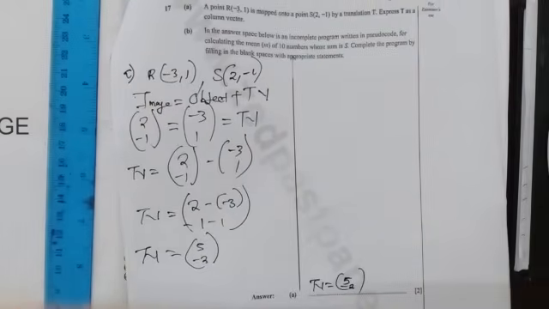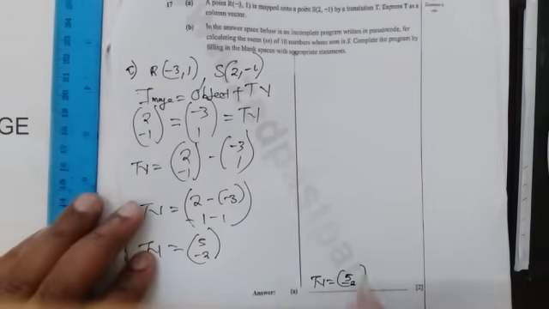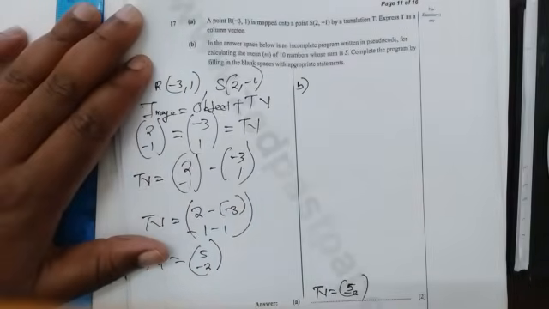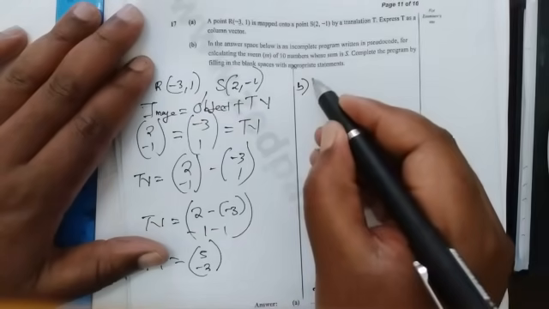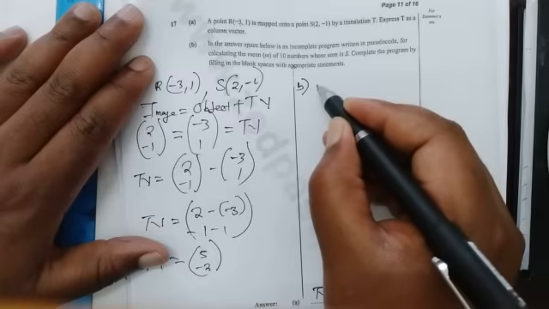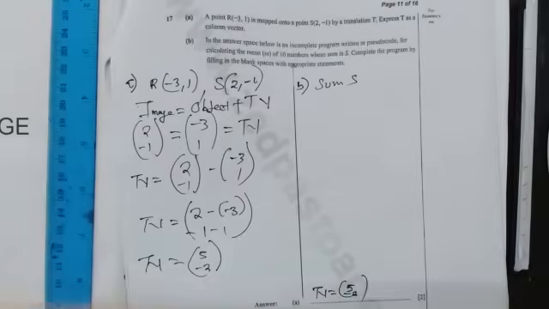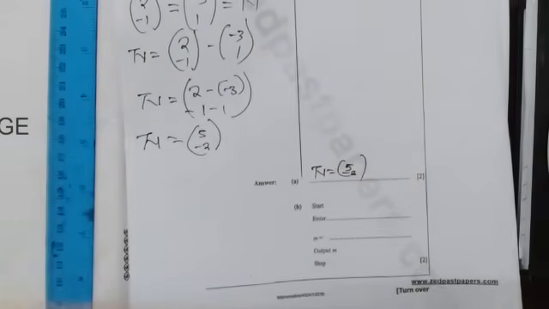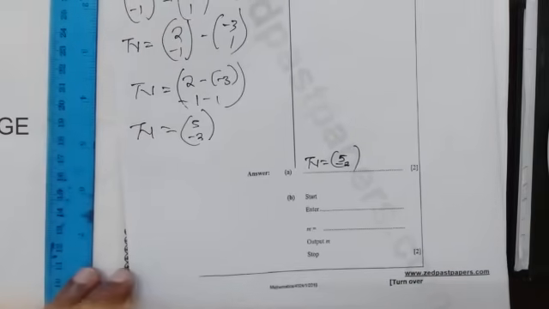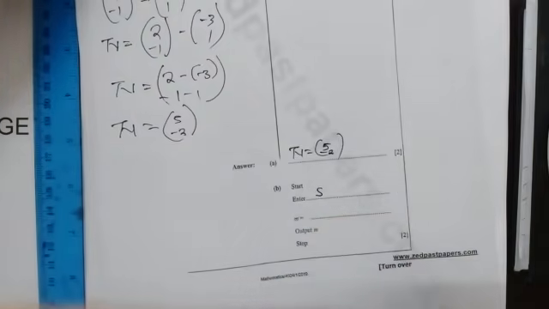Okay. Then B here. This is the part of computers. In the answer space below is an incomplete program written in pseudocode for calculating the mean of 10 numbers whose sum is S. Complete the program by filling in the blank spaces with appropriate statements. So, for you to be able to find the mean, you need to know the numbers and the sum. All right? So here, what we've been given is the sum. So we are going to enter the sum. So enter S. So enter sum.